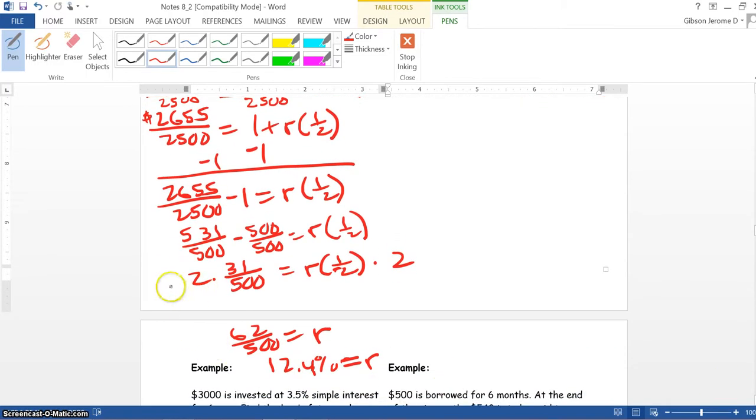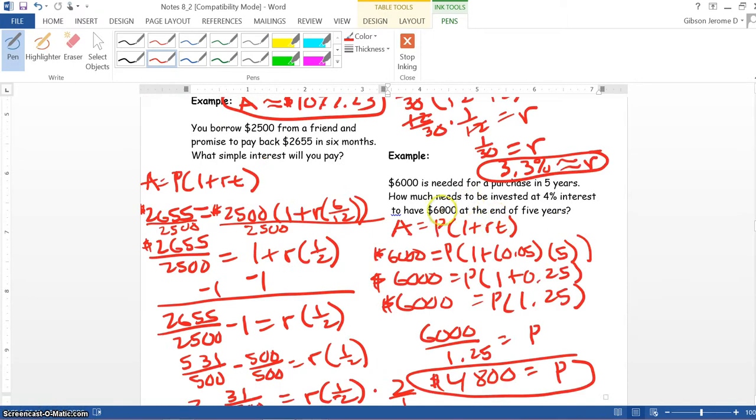Now, we can make this 2 over 1. 2 times 31 is 62, and 1 times 500 is 500. And if we make this 2 over 1, 1/2 times 2 over 1 is 1, and 1 times R is R. And when we put this in the calculator, we come out with 12.4% as our rate of interest. And that is the final answer.